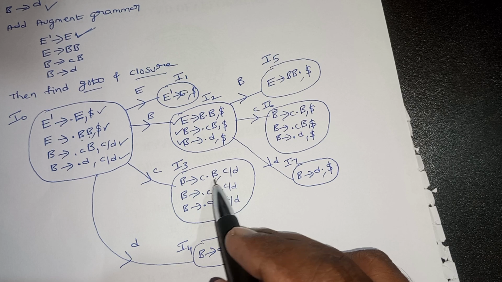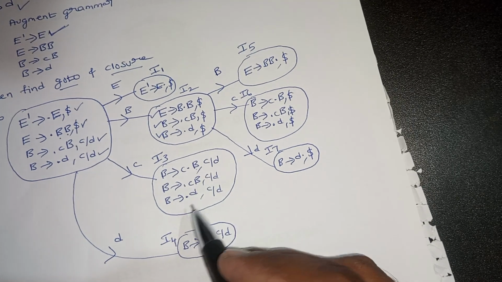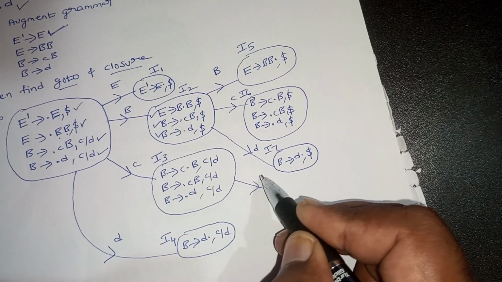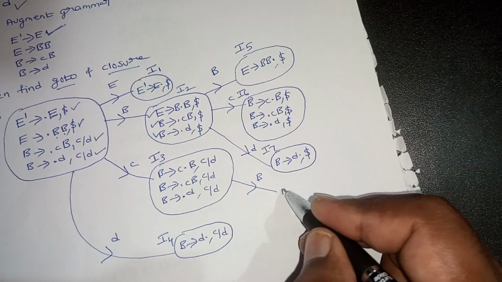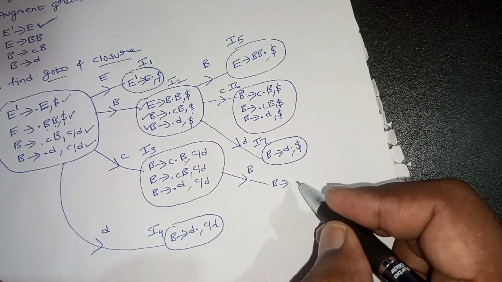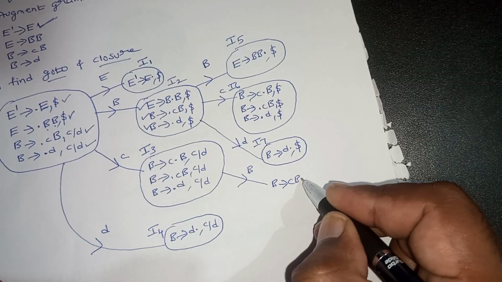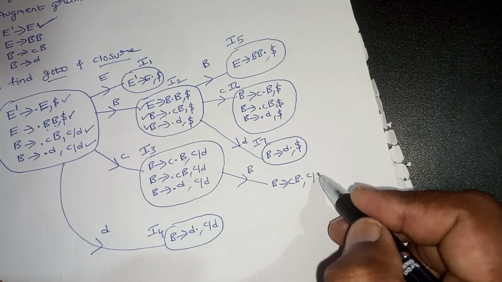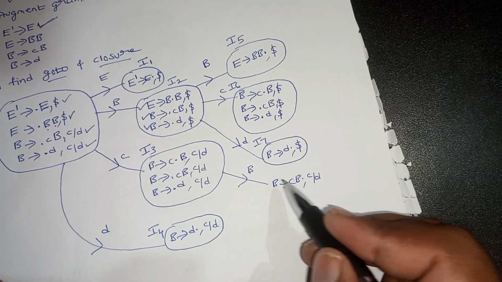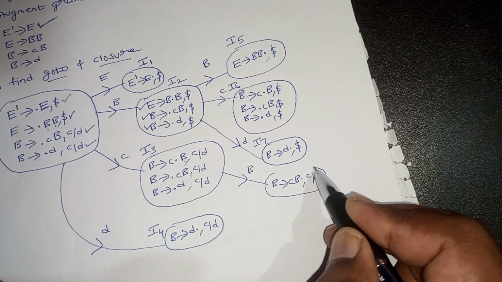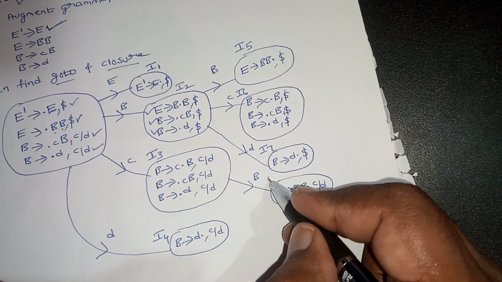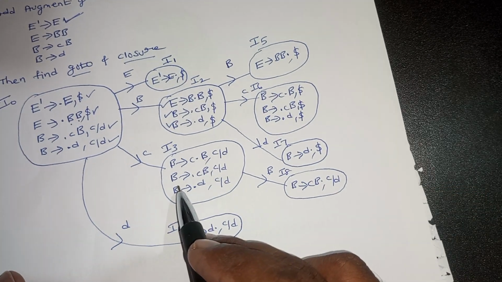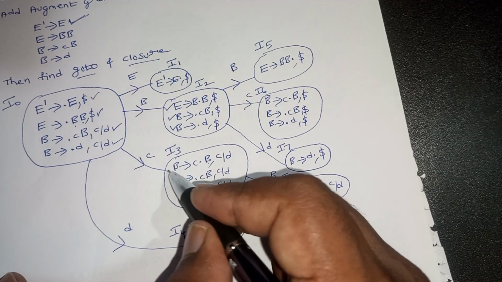Now perform the goto operation on this capital B. Then the answer is B tends to small c B dot. You carry here the lookahead symbols c by d. Name it as I8. Now in I3, this is over.